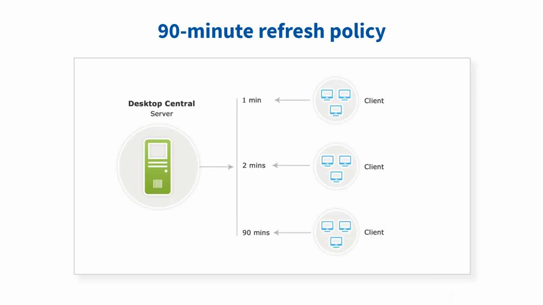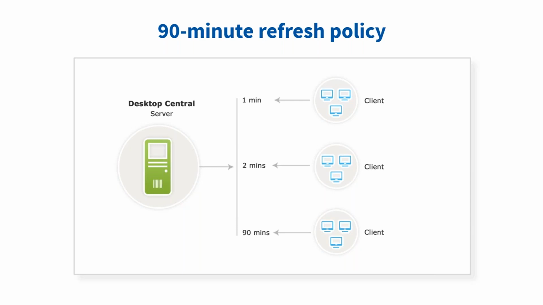Two important things are ensured here. The network is not being choked by agent server communication, meaning bandwidth is not disturbed due to agent server communication. Also, the performance of the server itself is not getting affected because of this 90 minutes policy.